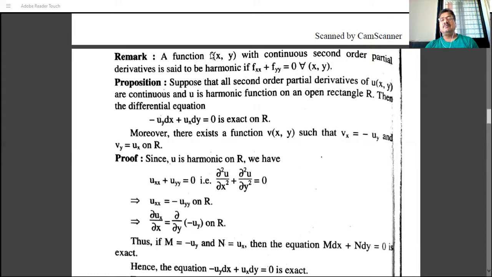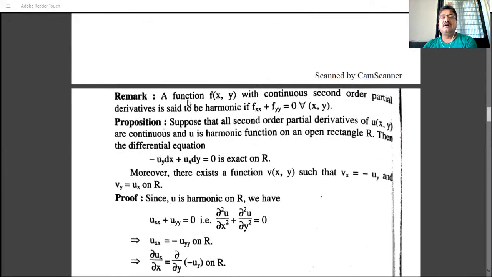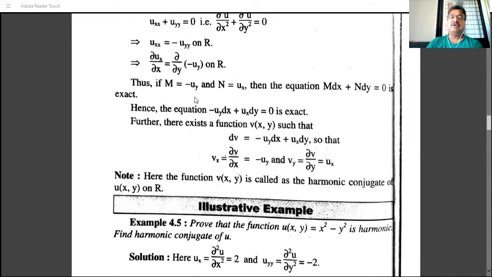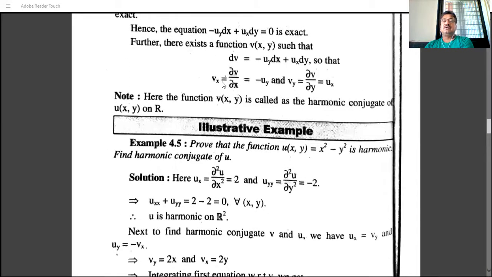or we can denote it as u, a function of x and y. Then u(x,y) is called a harmonic function if u_xx plus u_yy is equal to 0. If this equation is satisfied by the function f or u or v, then the function is called a harmonic function. And if u is the function, and its harmonic conjugate is v, then v is obtained by using these two equations. What are the two equations? v_x is equal to minus u_y and v_y is equal to u_x. These are the CR equations. From these two equations we have to obtain the harmonic conjugate of u.